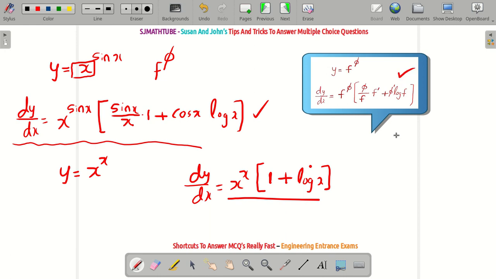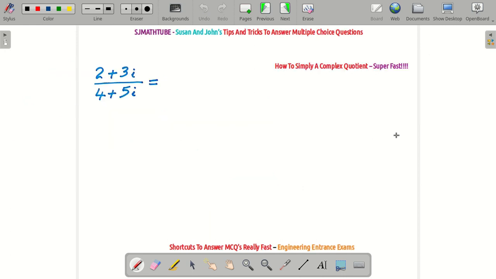Okay, so let's go for the last trick in this video, and that is really useful when you simplify complex numbers. I've seen so many students wasting a lot of time simplifying complex quotients like this. But I have a really nice trick for that. So let's try this question: 2 plus 3i the whole divided by 4 plus 5i.